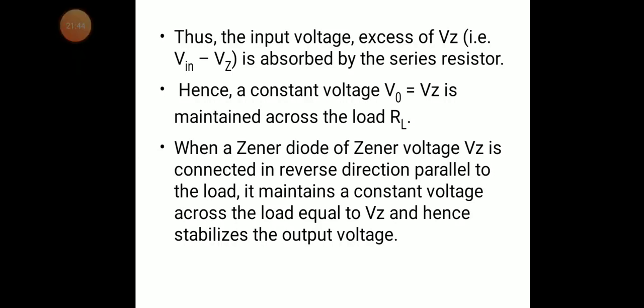This is the first condition, when the applied voltage changes. How does the Zener diode maintain a constant voltage across the load? The simple thing is that the series resistor absorbs the excess voltage, and it gives a constant voltage across the Zener diode.